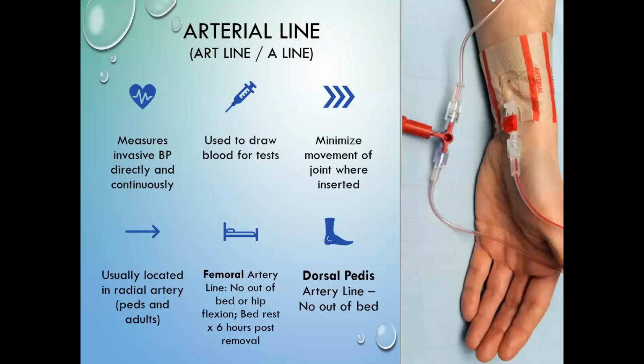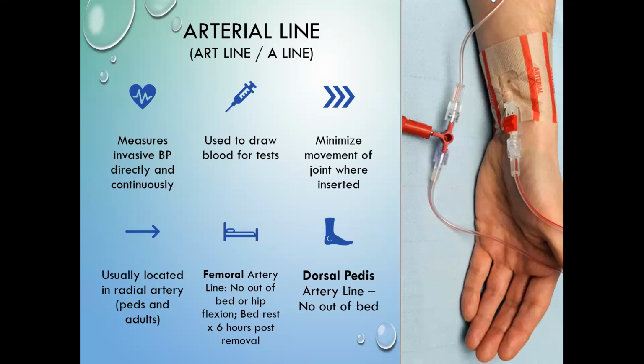All right, the next thing that we will look at is an arterial line, which you will hear called an ART line or an A line. You can see a picture of it on this slide. You will see this a lot in critical care and ICU settings for a couple of reasons. An A line measures invasive blood pressure directly and continuously. So it gives the healthcare providers a continuous look at the patient's blood pressure without them having to put a cuff on and take it that way. It's also a lot more accurate than taking blood pressure from a cuff.